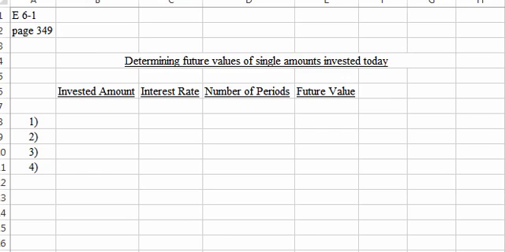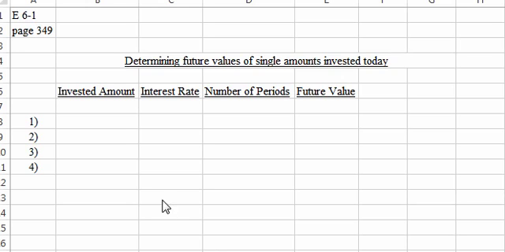We're going to look at quite a few of these time value of money calculations. Future value is really used quite a bit in helping people prepare for retirement. What is this money invested today going to be worth in the future? So let's look at exercise 6.1 on page 349.